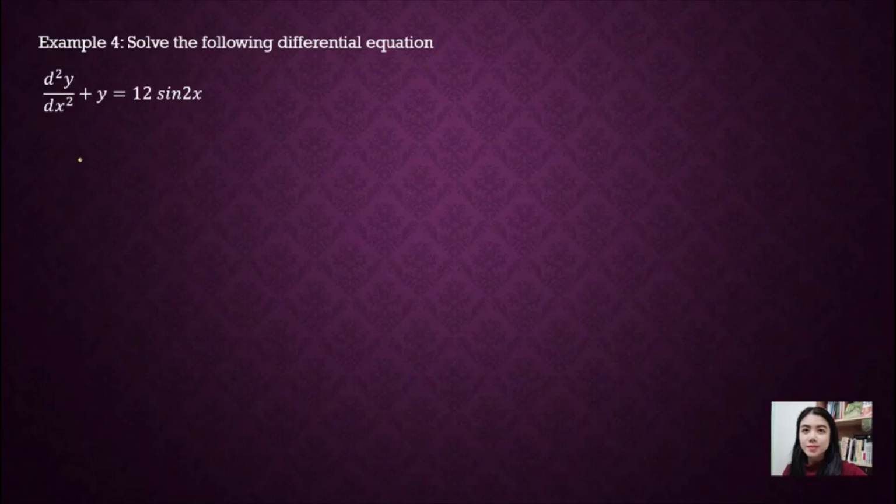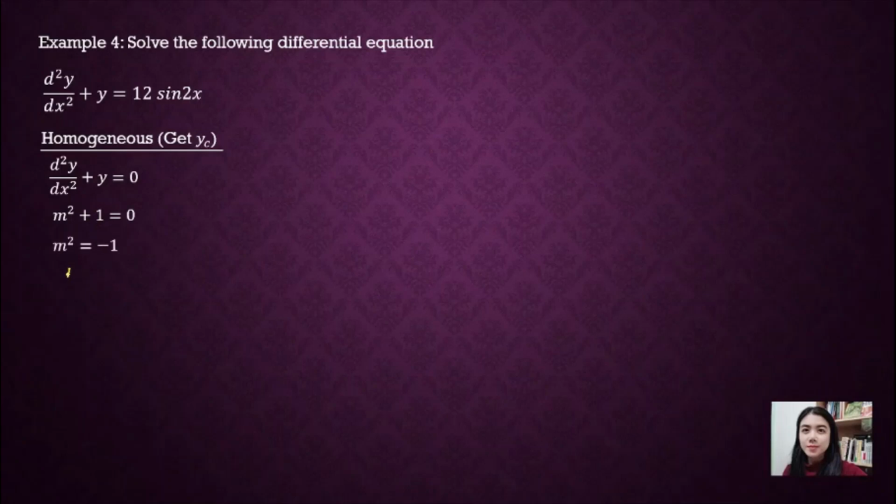Okay, let's look at example 4. In example 4, you have the non-homogeneous equation. Let's convert it into a homogeneous equation just so that you can get your yc. What you have to do is let this equal to 0. For the derivative, you have to change it to m squared. This one is not a derivative, therefore we do not have the m here. So rearranging, we have m squared equal to -1.